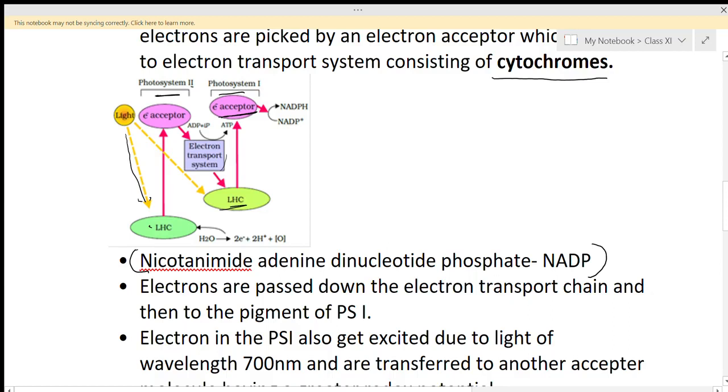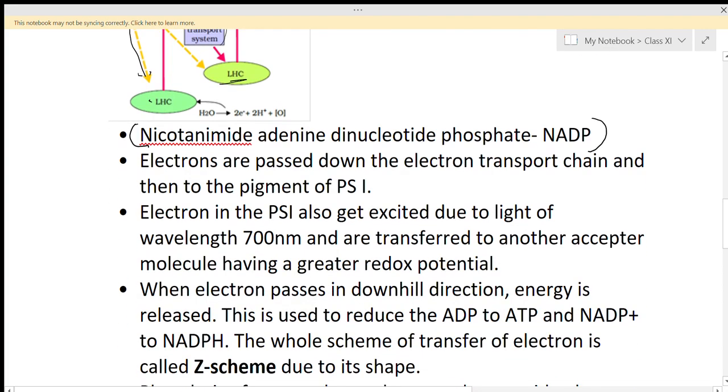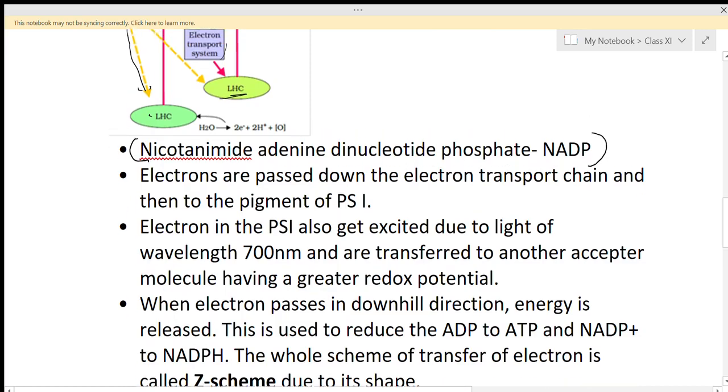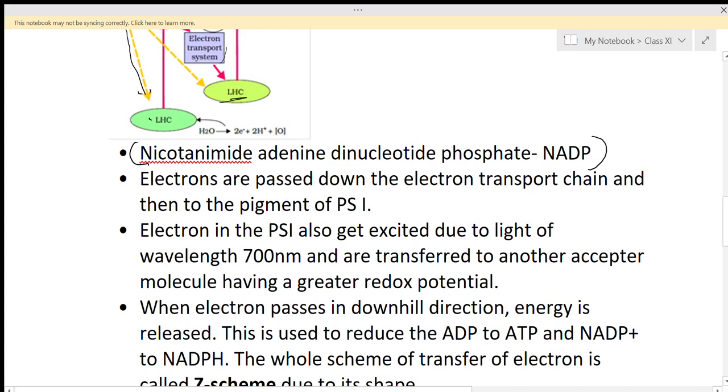Redox potential means the capacity to receive, the capacity to accept the electrons. So from this electron acceptor, the electrons are transmitted to NADP plus, and due to which this NADP plus is converted into NADPH. So this whole scheme of electron transfer is known as the Z scheme.